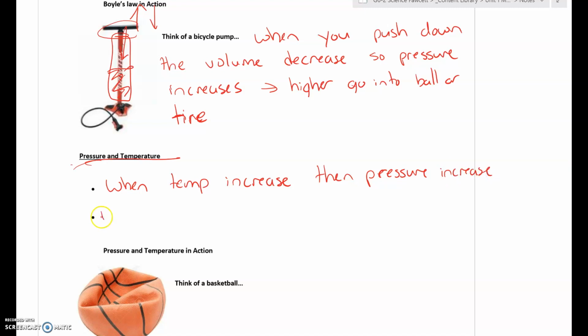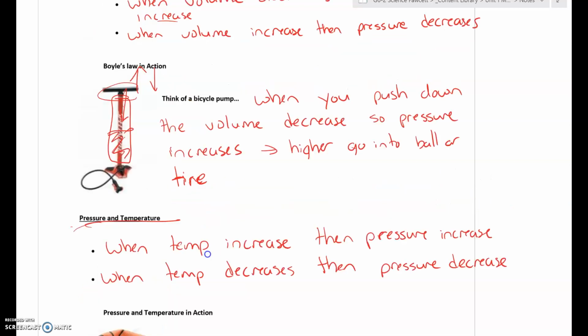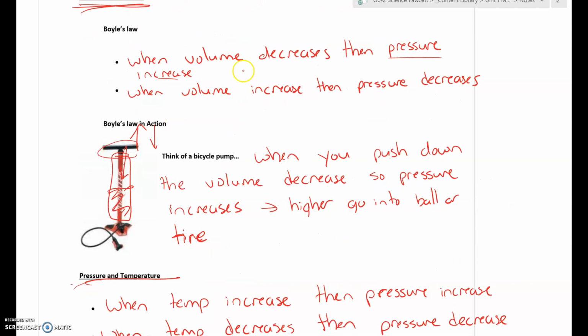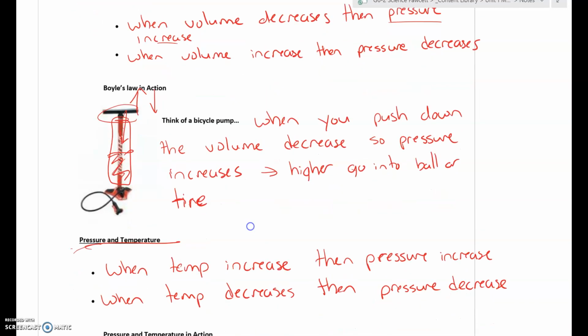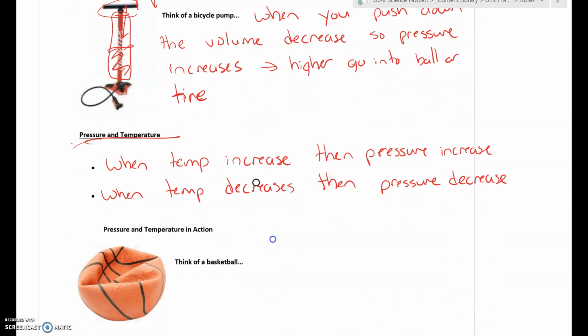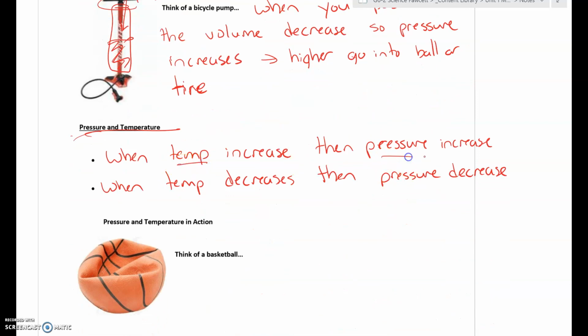And vice versa. When temperature decreases, then pressure will decrease. So this is known as a direct relationship, that when one thing changes, the other one changes in the same way. Compared to Boyle's law, where they changed in an opposite way, that was known as an inverse relationship. So this can be temperature changing pressure. It can also be pressure changing temperature.